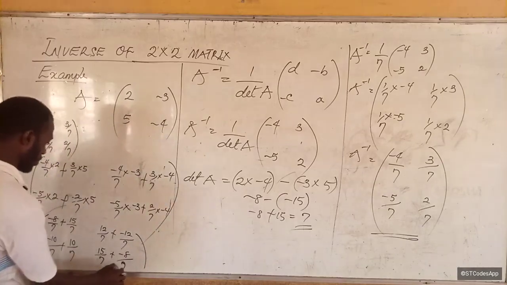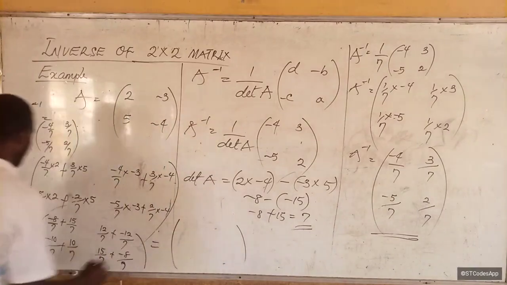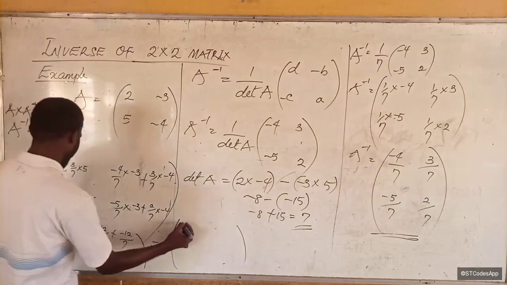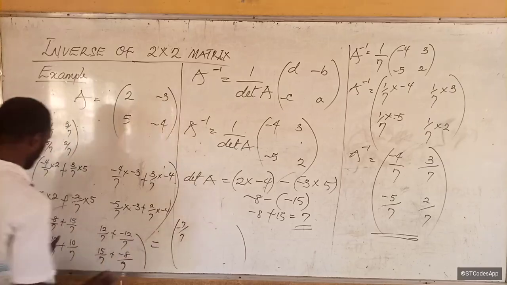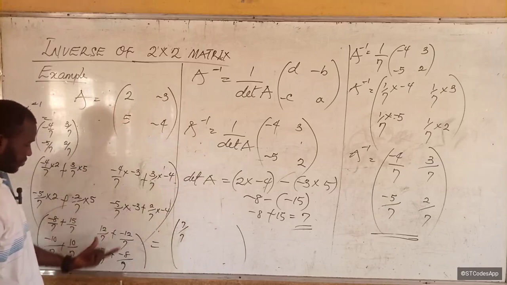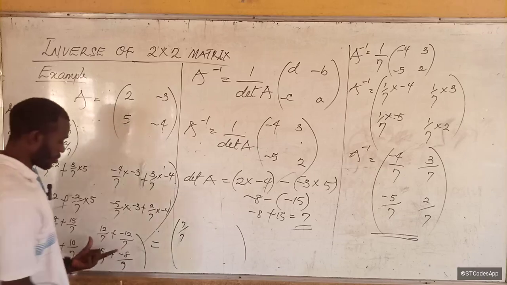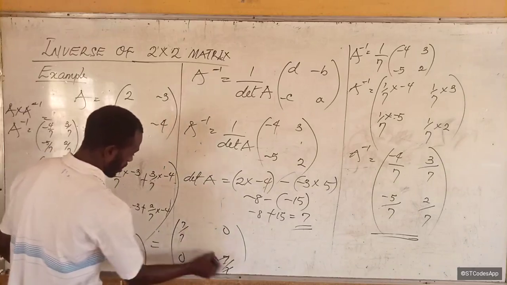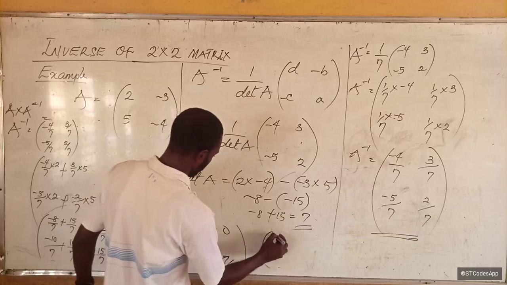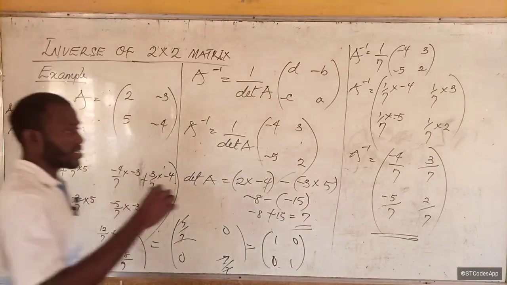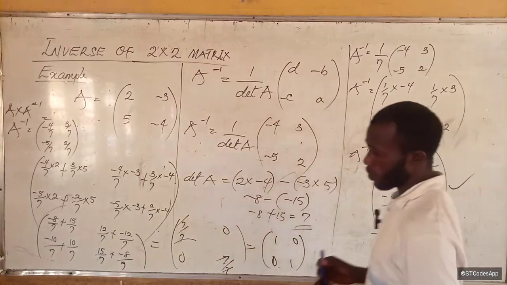Now if you look at this very well, they have a common denominator, so we don't have much work to do. What you have here is minus 8 plus 15, that's 7 over 7. Here, minus 8 plus 15, 7 over 7. Here, 12 minus 12, 0. 0 over 7 is 0. This also 0, and this also 7 over 7. So by the time you take care of that, you're going to have the identity matrix, and that is our answer. So it proves that this is the correct inverse of the matrix.